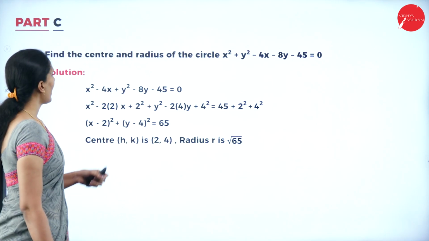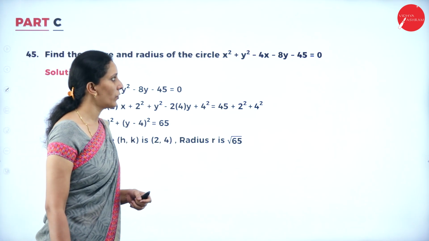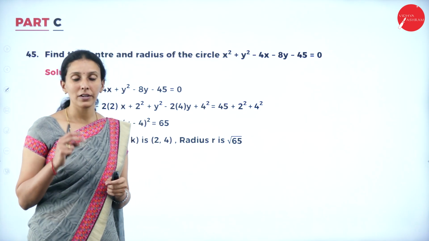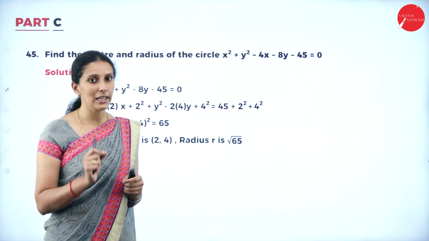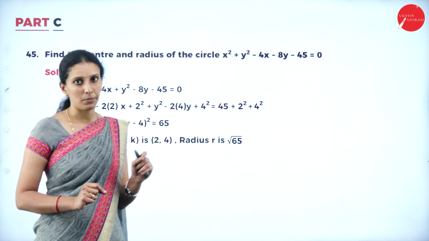Next one. Find the center and radius of the circle x square plus y square minus 4x minus 8y minus 45 is equal to 0. So here you can expect two questions from the chapter Conic Sections. One question compulsorily they'll ask from circles and the other question may be from parabola or hyperbola.